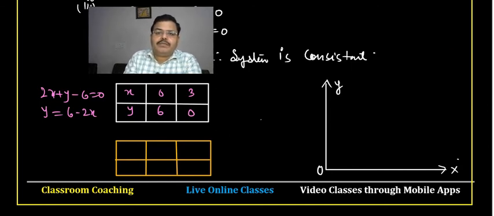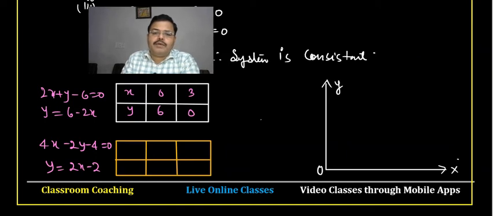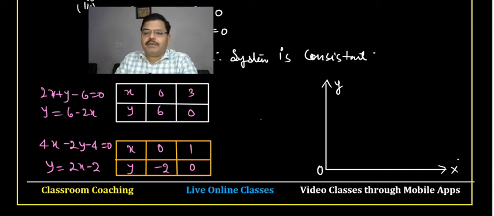The second equation was 4x minus 2y minus 4 is equal to 0. Dividing by 2, simply, we can write y is equal to 2x minus 2. If I put x is equal to 0, y is minus 2, and if I put y is equal to 0, then x is equal to 1. That will come on the negative y-axis, which I haven't made here.